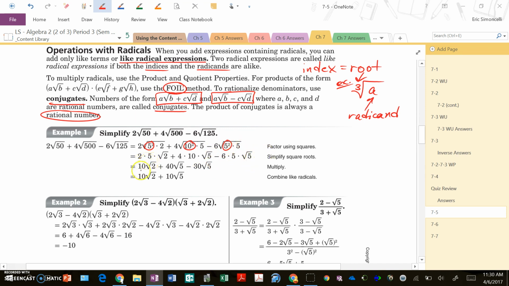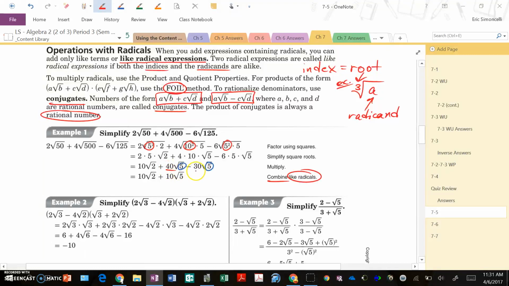So again, 2 times 5, that's 10, 10 root 2. 4 times 10 is 40, so 40 root 5. Negative 6 times 5 is negative 30, so negative 30 root 5. Now what happens here, which is very important, is if we look at this radicand and index of 2, and this radicand and index of 2, these turn out to be quote-unquote like radicals. So we're going to combine like radicals, and here's how.